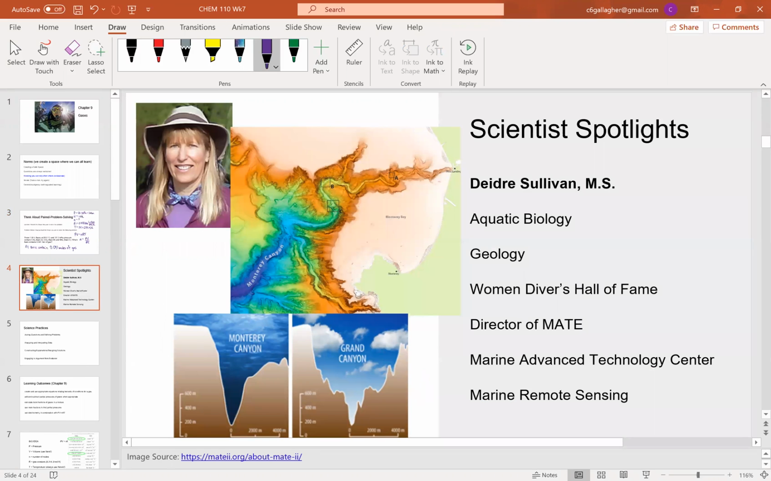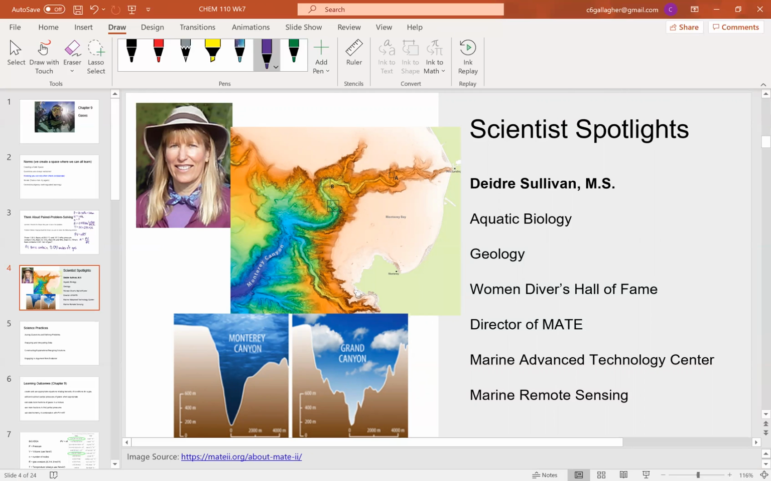Our scientist spotlight today I'm really excited about. So Deirdre Sullivan is an instructor at Monterey Peninsula College. She has 2 degrees in aquatic biology and in geology. She's also in the Women Divers Hall of Fame. And most importantly, she's the director of MATE, which is the Marine Advanced Technology Center. And she's really responsible for developing marine remote sensing in our area.